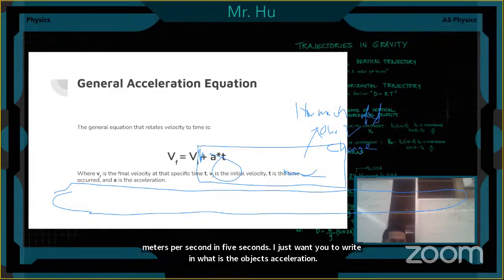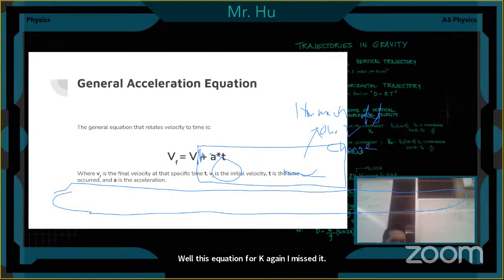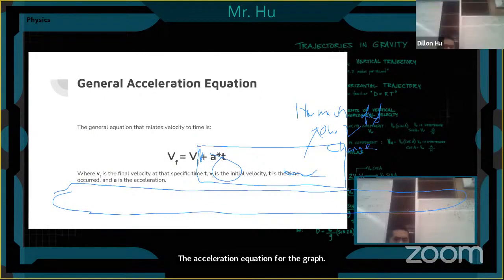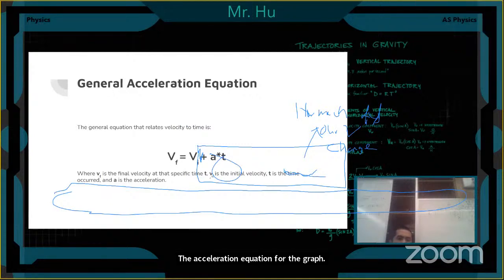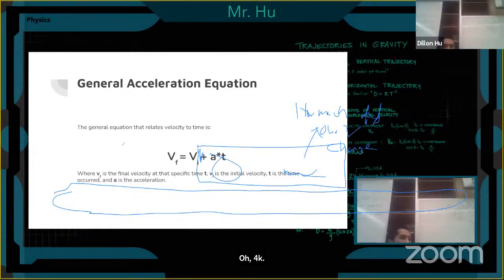What was the equation for K again? I missed it. The acceleration equation for the graph. Oh, for K. That would be this. Oh, so the one for the above graph should be something like y is equal to 1/2 x plus 1, I think.